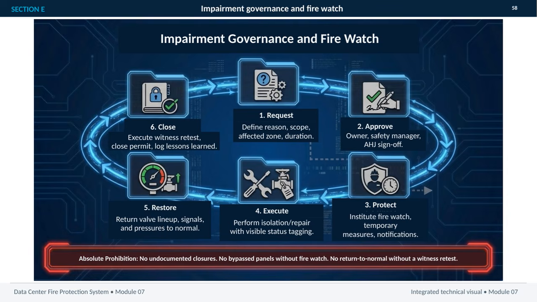The absolute prohibitions are equally important. No undocumented closures, no bypass panels without a fire watch, and no return to normal without a witness retest. These controls create clear accountability and prevent an impairment from becoming an unrecognized loss of protection.